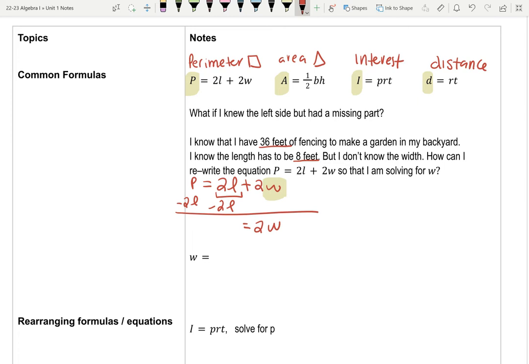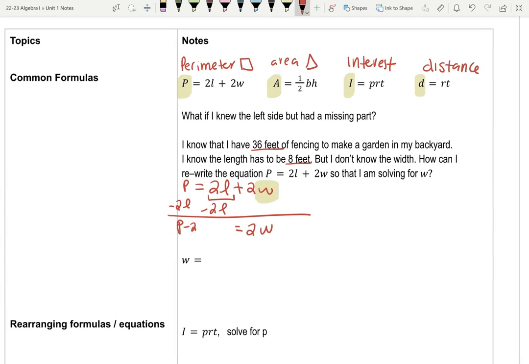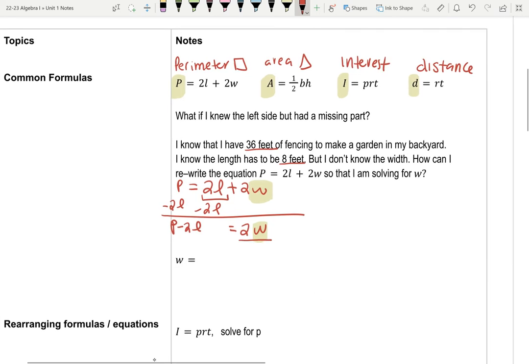Now, I can't actually take P minus 2L because those are not able to be combined. So I'm just simply going to write P minus 2L. Now I'm almost there. I still need to get just that W alone, but that 2 is what's preventing me. So if this is 2 times W, again, doing the opposite operation, I'm going to divide by 2. So I'm left with only W now. So W is equal to P minus 2L all over 2.